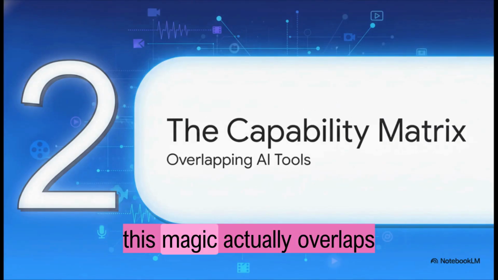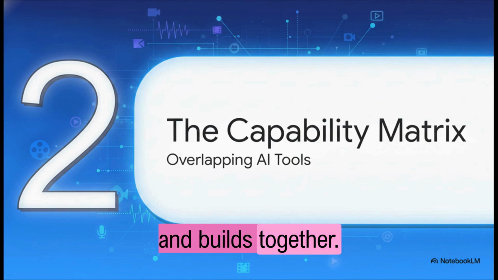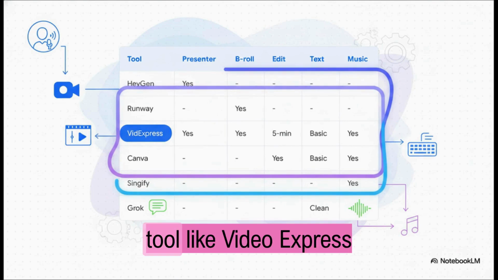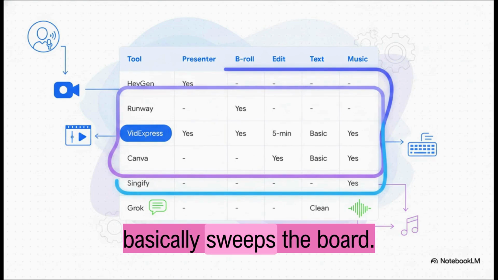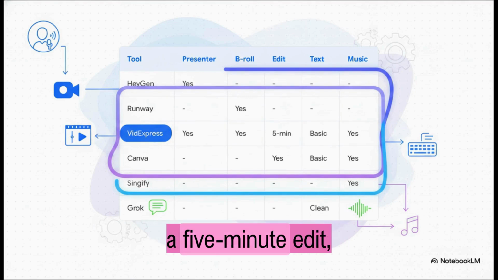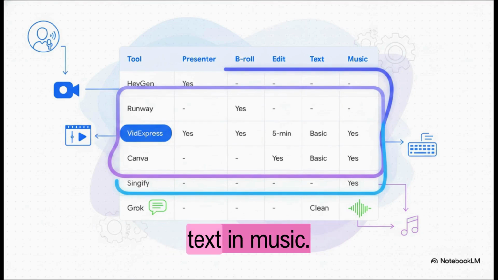Let's see how all this magic actually overlaps and builds together. When you look at this matrix, notice how a true all-in-one tool like VideoExpress basically sweeps the board. It covers almost every single column, from the presenter to a 5-minute edit, right down to basic text and music.